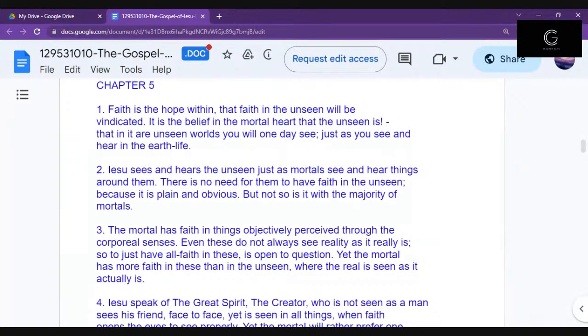Faith is the hope within. The emeth is the hope within. That faith in the unseen will be vindicated. Look at it. It is the belief in the mortal heart that the unseen is. Damn. Hold on, let me go back. That was deep.